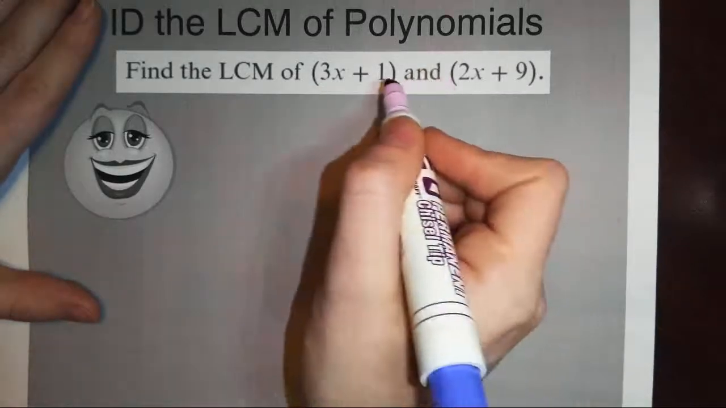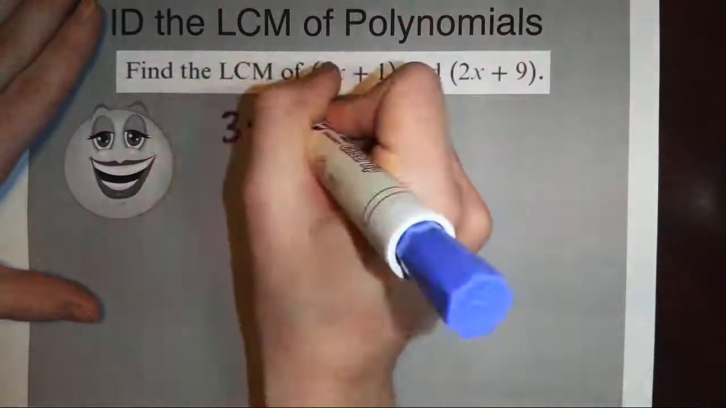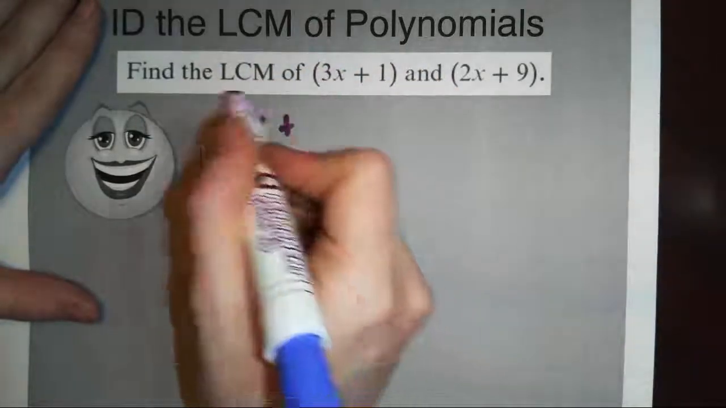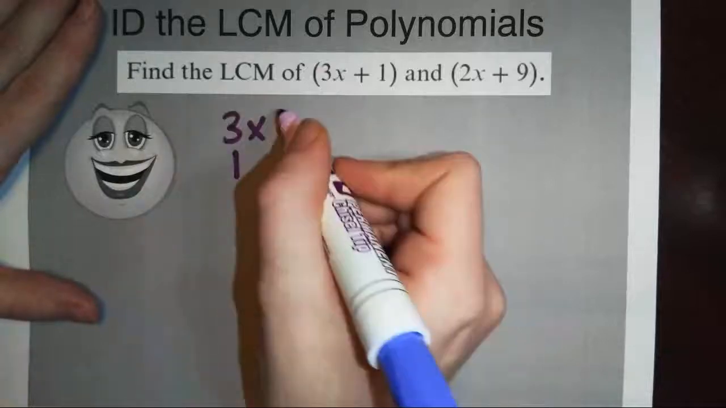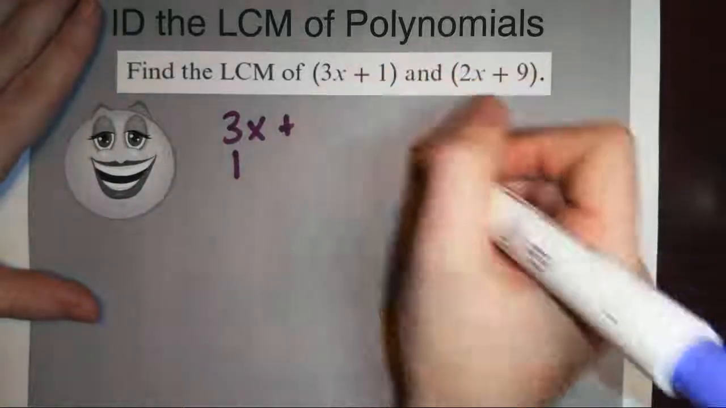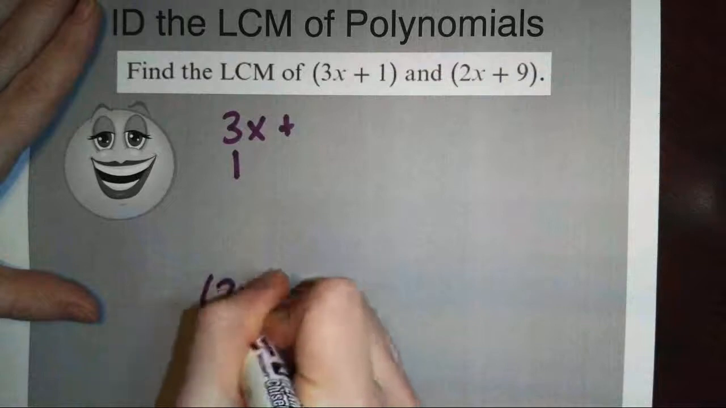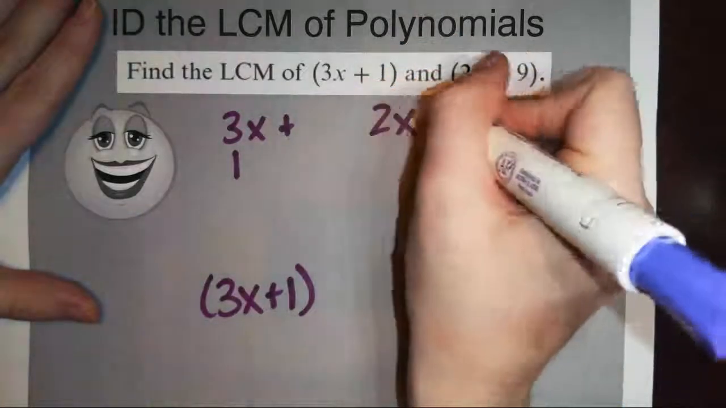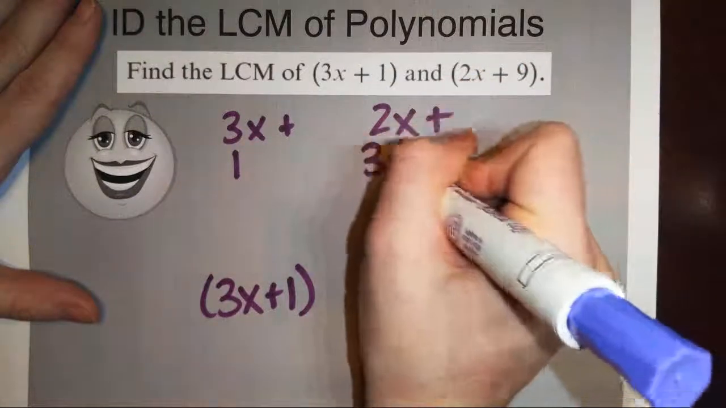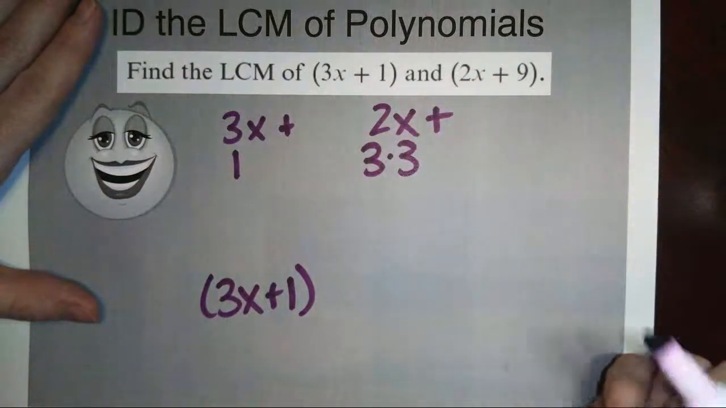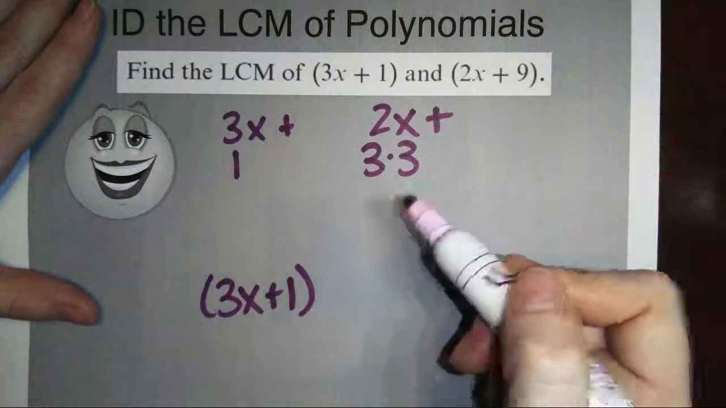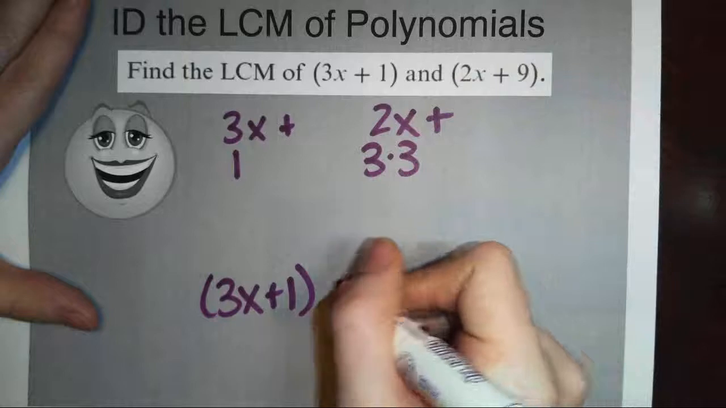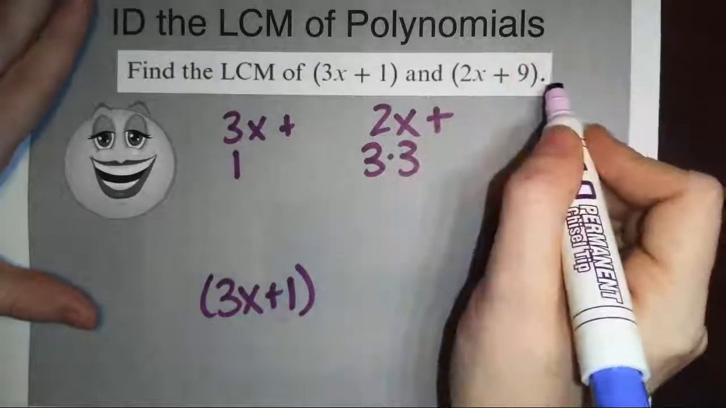Now, if we're going to find the greatest common factor of 3x plus 1, we would write it as a product of prime factors and circle what they have in common. Notice they have no factors in common. So the only factor of 3x plus 1 is 3x plus 1. For 2x plus 9, notice when we write it out, 2x plus 3 times 3, it has nothing in common again. So there's no greatest common factor.